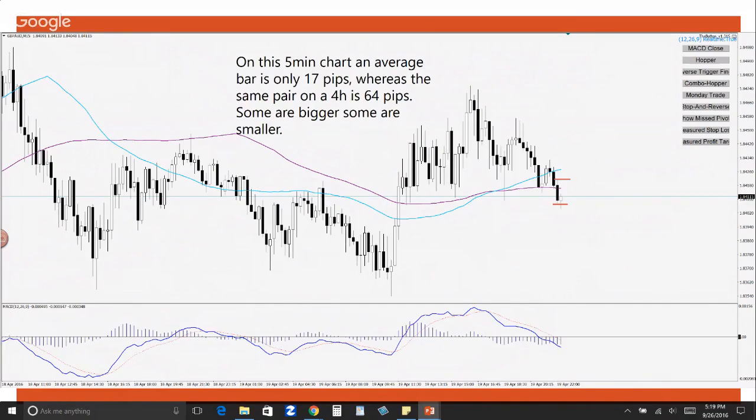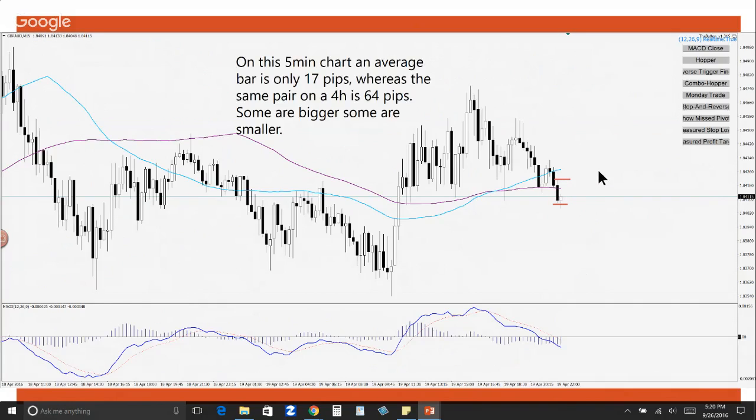On this 5-minute chart, an average bar is only 17 pips, whereas the same currency pair on a 4-hour chart is going to be 64 pips, right? And again, to figure out what that number is, I'm looking for an average price bar, and you can do this manually and you can do this visually. You can kind of eyeball it. And of course, I have a button that will just calculate it for you in a second, which is really nice. But I want to explain it to you because if you don't want the button, that's fine. I still want you to know how to use the technique. So I'm taking an average price bar from the high, measuring to the very low, seeing how many pips are in there. That's my number.